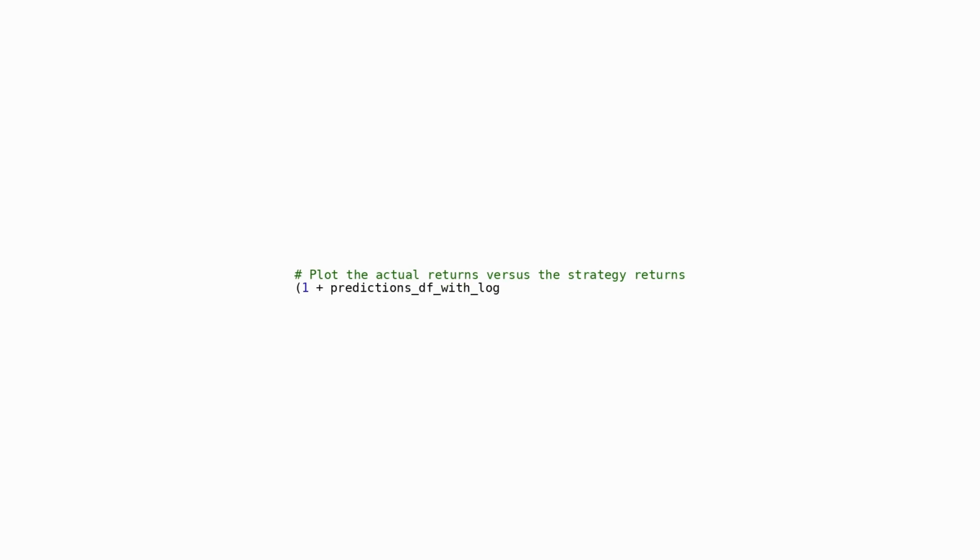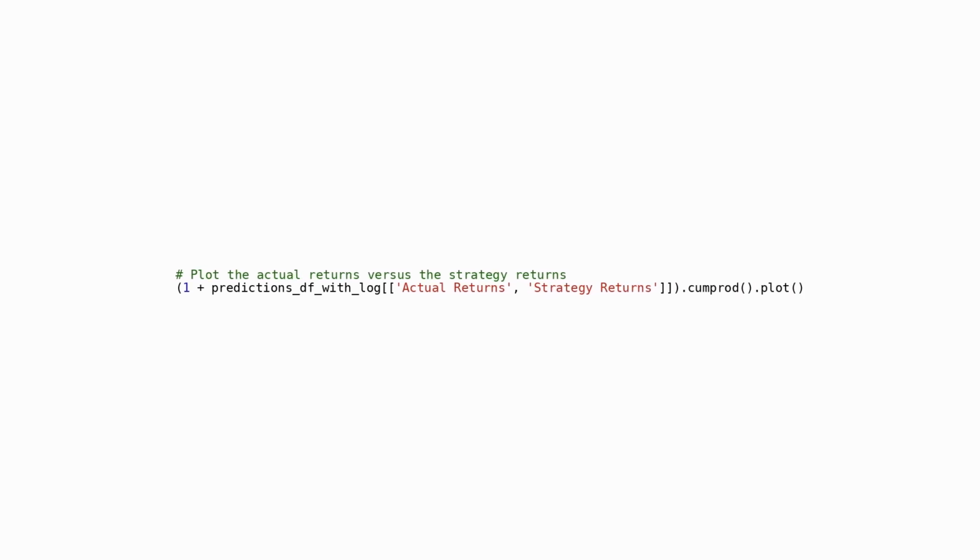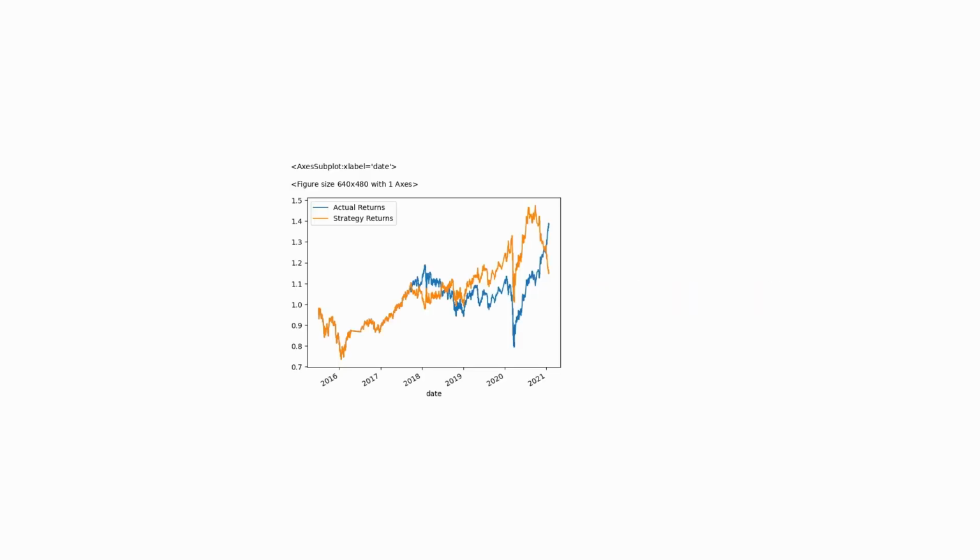The cumulative product is calculated by taking 1 plus the selected columns to account for the starting value of an investment, and then applying the cumprod function, which calculates the cumulative product along the data frame's index. This operation effectively simulates the growth of an initial investment over time based on the provided returns. Finally, the plot function is called on the result to create a visual representation, typically a line plot, showing the progression of both the actual returns and the strategy returns over time. This visualization can be useful for comparing the performance of a trading strategy against the performance of the actual returns, allowing for a visual assessment of how well the strategy has performed historically.